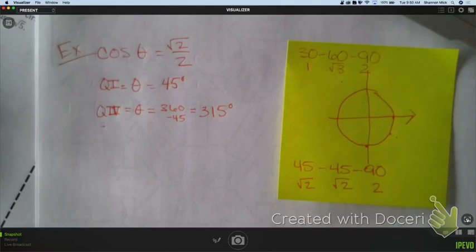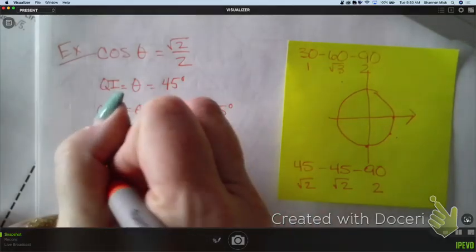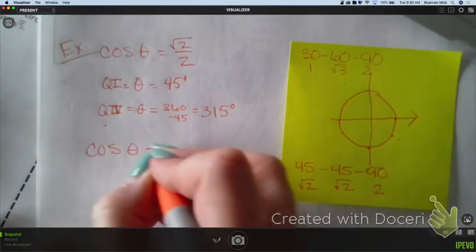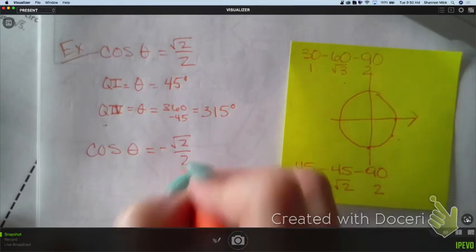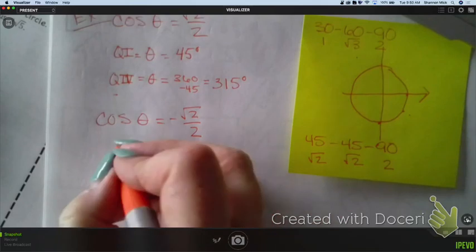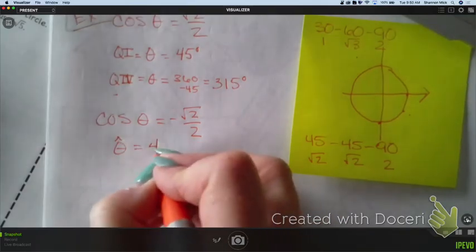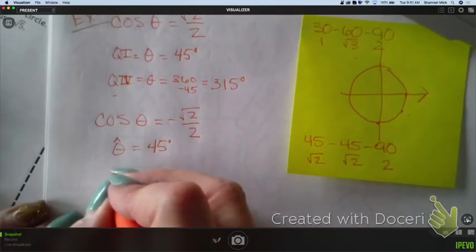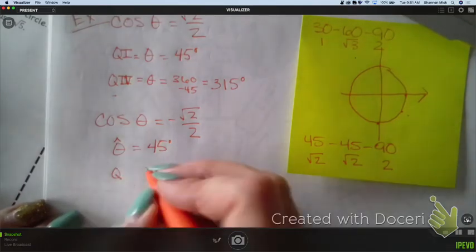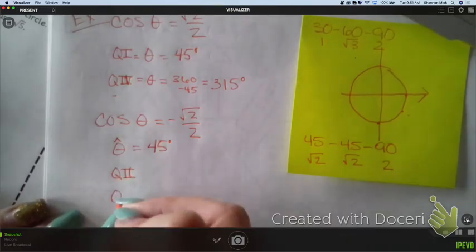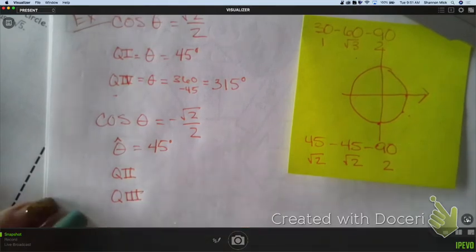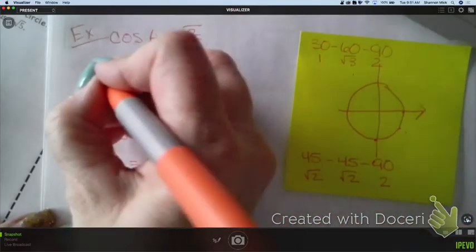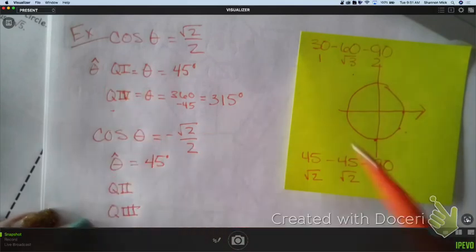What if I told you the cosine is negative? Cosine of theta equals negative square root of 2 over 2. My reference angle is 45, yes? When we do a negative, I want to see your reference angle. It's quadrant 2 and 3. When it is positive, there are how many answers? 2. And if you want, you can make it 3 every time, because quadrant 1 is its own reference angle, correct?